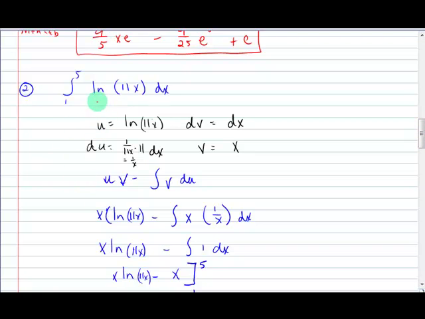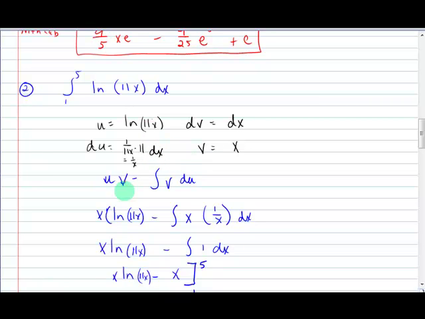All right. So on this one, this is a definite integral. We've got ln of 11x dx. So our u is going to be the ln 11x. Our dv is going to be dx. We integrate that, we get x. If we take the derivative of this, it's 1 over 11x times 11. And so we just have 1 over x.